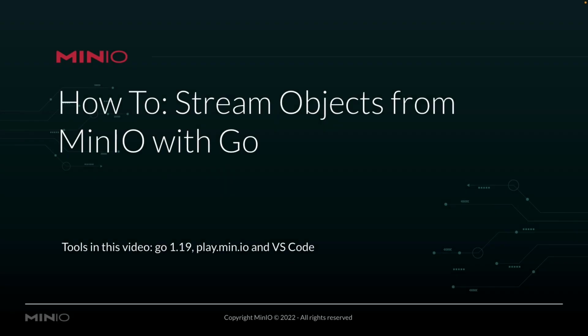Folks, Will from MinIO here with a how-to on streaming objects from MinIO using Go. And in this video, we're going to be using Go 1.19. We're going to be streaming our objects from play.min.io, which is our online sandbox where anybody can work with the MinIO object store. And we're going to be running all of this out of VS Code.